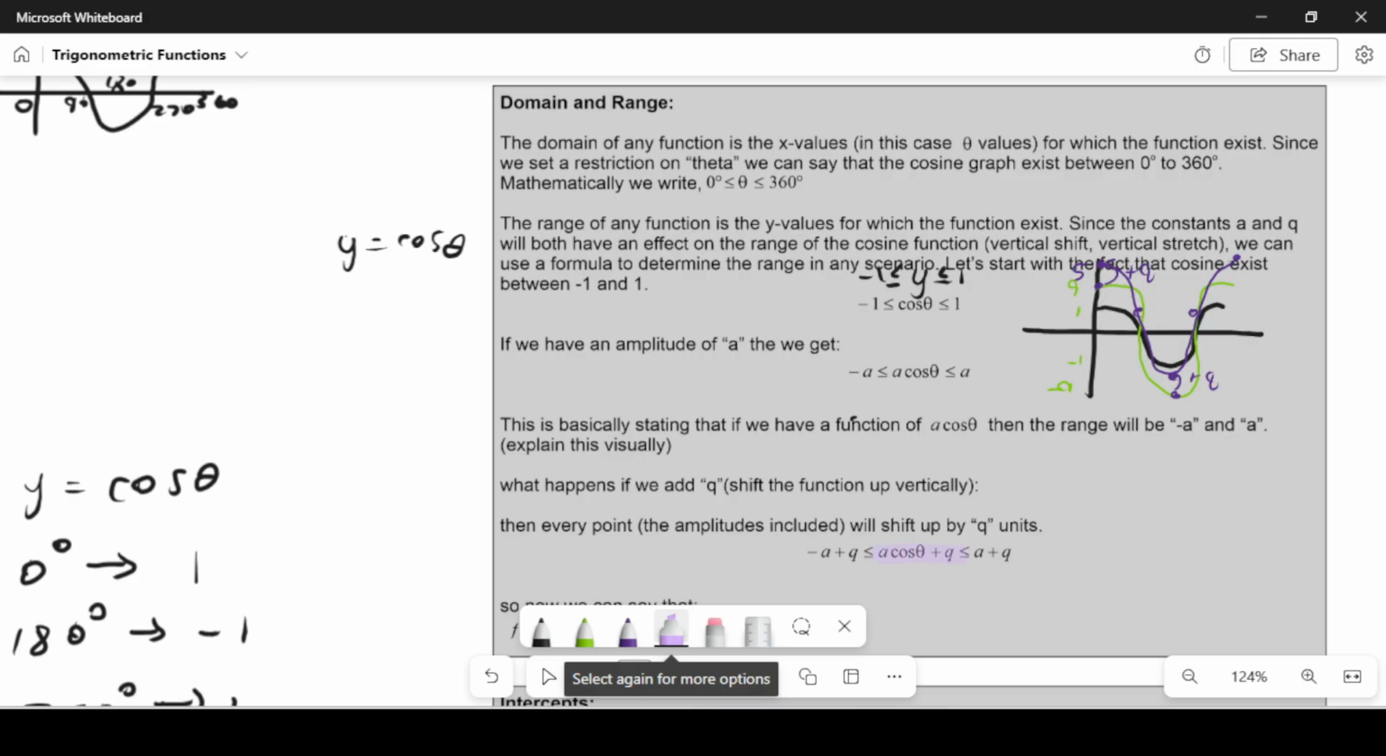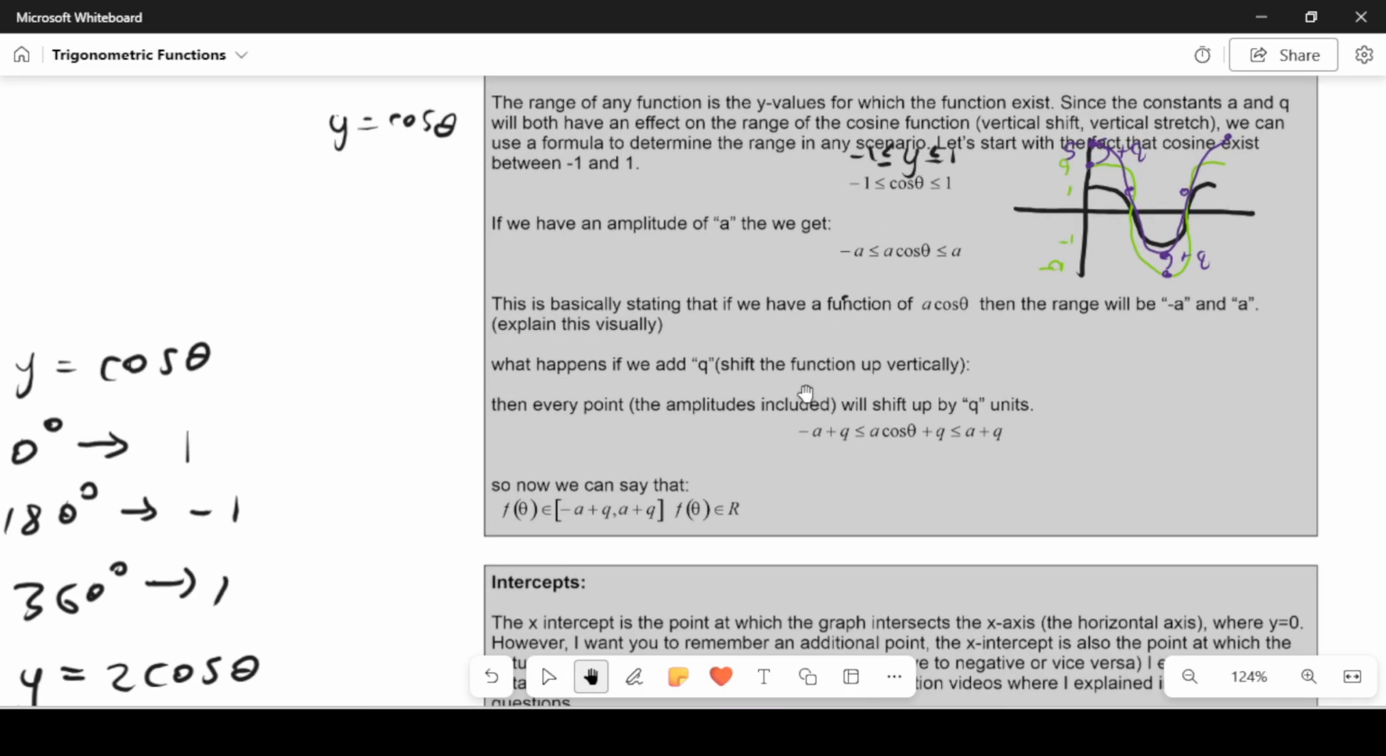By us saying a and q, it's saying I can input any real value here, and this statement will still be true. Any real value. There is no restriction, because if there was, I would have stated it here. But I'm not. So this is why you can use this as a general formula.